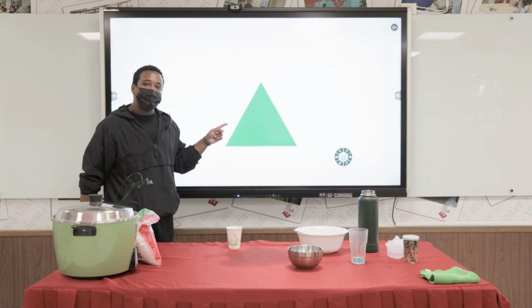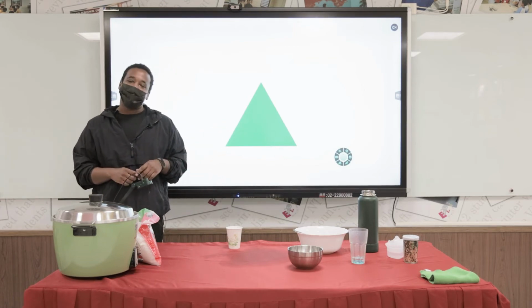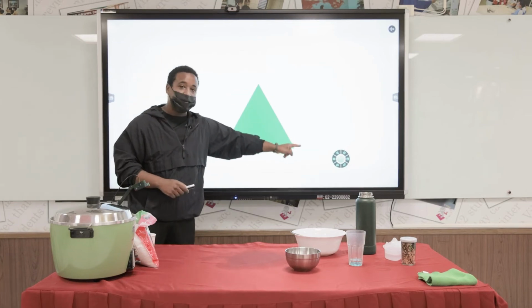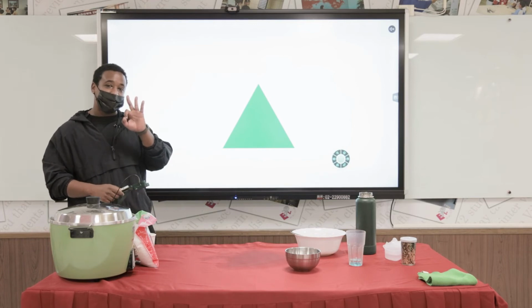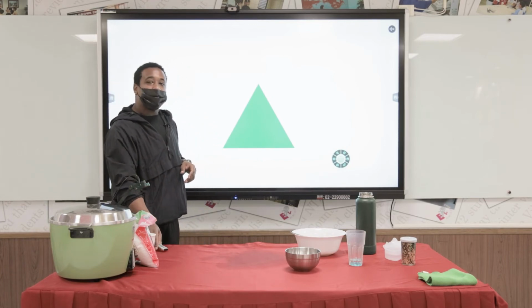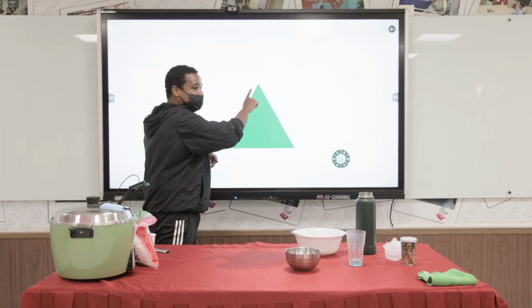Here goes a triangle. How many sides does it have? Let's count and see. 1, 2, 3. 3 sides. In a minute, we will try to make rice into the shape of a triangle.